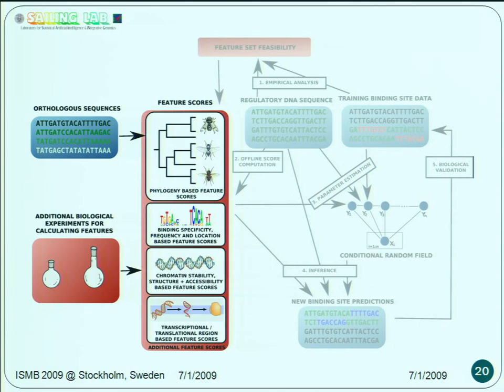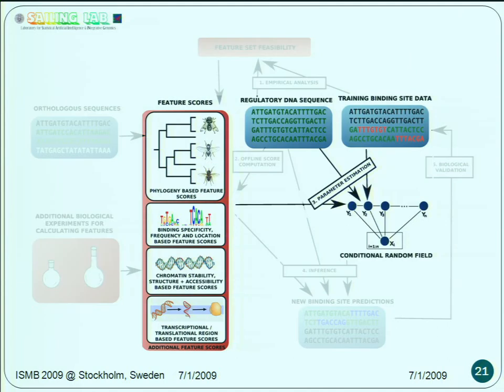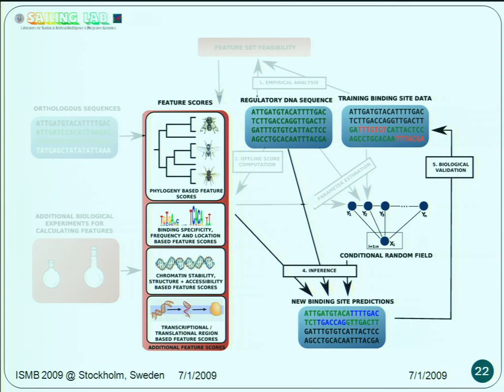Then what we do is taking those feature scores and the training binding site data, we estimate the parameters of the model, basically the feature weights. And we then further, using the feature weights, we would perform inference to find out new binding sites. And by testing them biologically, we can add to the training binding site data and thus close the loop.